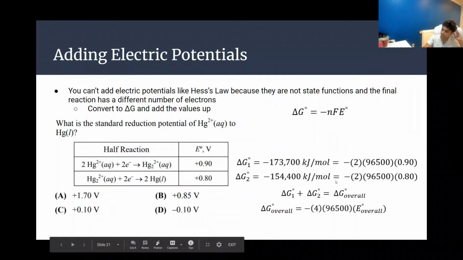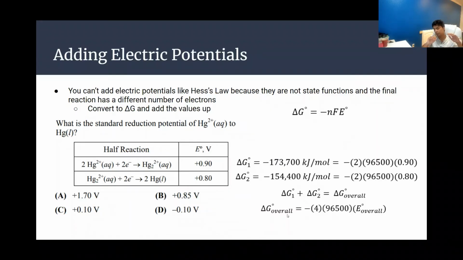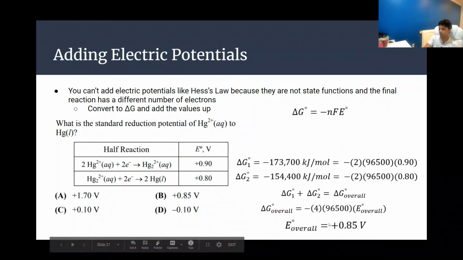Plug it in, along with Faraday's constant, and when you solve for E overall, you will get positive 0.85 volts. So it's B. You just don't add them up like people do to get A. No, that's wrong.